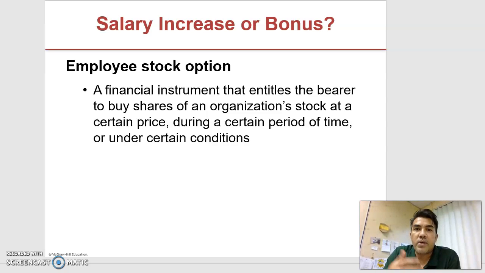And then the last one, we talk about employee stock option, and this is a financial instrument that entitles the bearer to buy shares of an organization's stock at a certain price during a certain period of time or under certain conditions. Why do they offer this employee stock option? Because they want to get a better level of engagement. So now the employee would think that they are not working for someone else, but they are working for their own organization. So they would create more positive feedback or positive attitudes among the employees who own a stock in the organization.